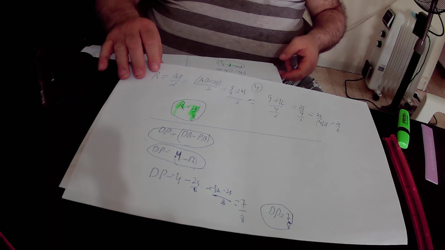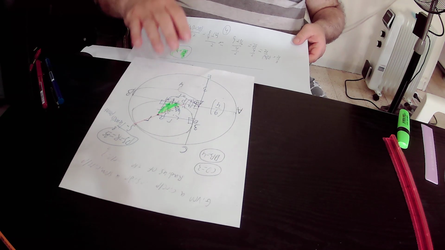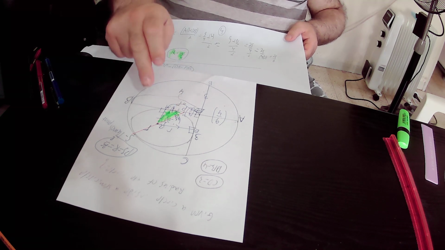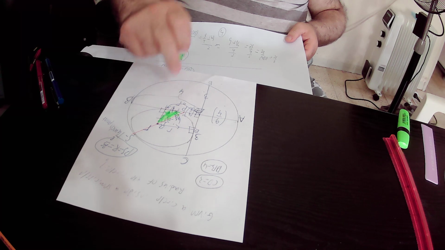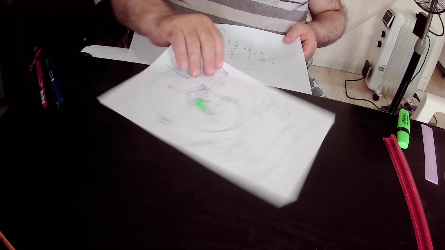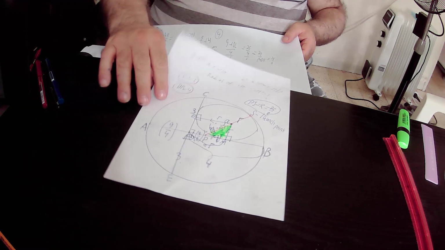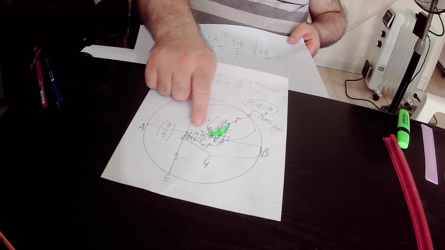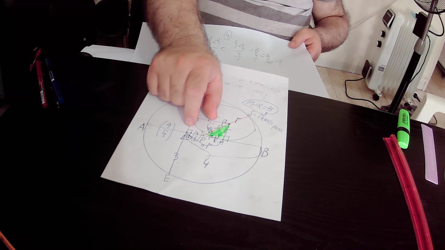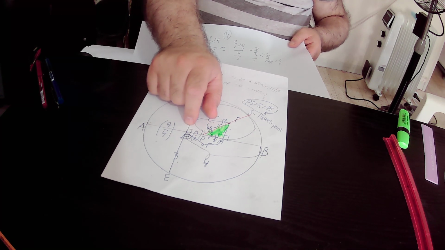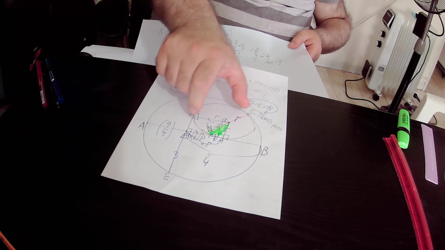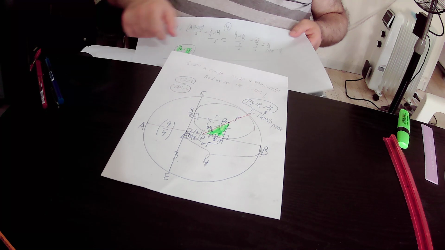Okay? Then we define the center of the big circle as point P. We define the center of this small circle as point Q. And then we calculate the length of the small line segment DP. From the drawing it is very easy to see that the length of this short line segment DP is equal to DB minus PB. Again, DB minus PB equals DP.